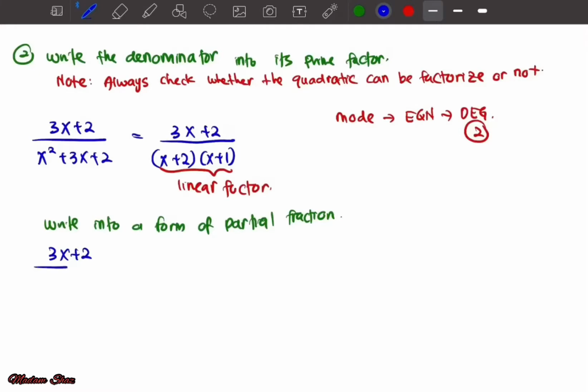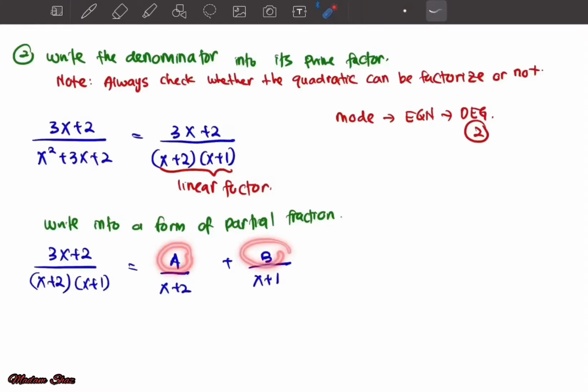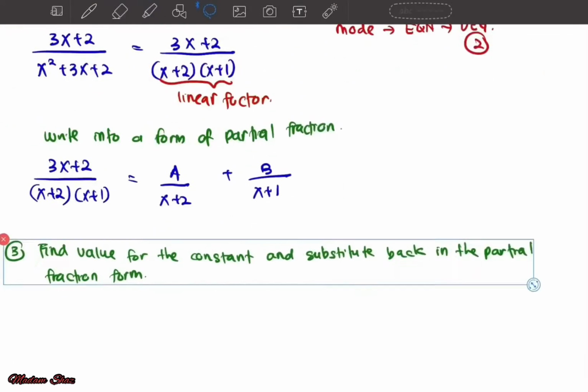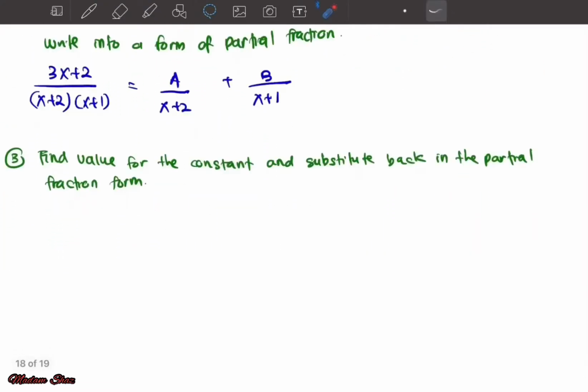3x plus 2 divided by x plus 2 multiplied by x plus 1 is equal to A over x plus 2 plus B over x plus 1. So we have a constant A and a constant B. So now for the third step, find the value for the constants and then you need to substitute back into the partial fraction form. So we have to find the value for A and B and then substitute back to the position of A and B.